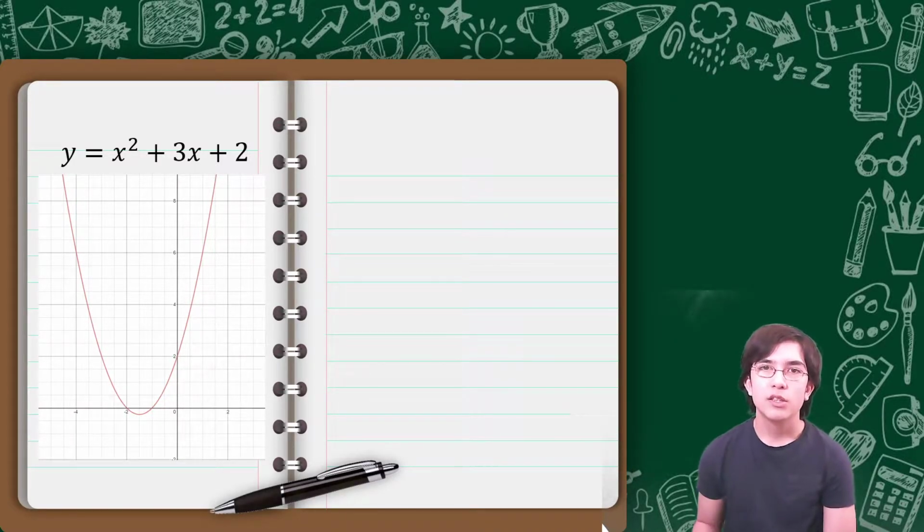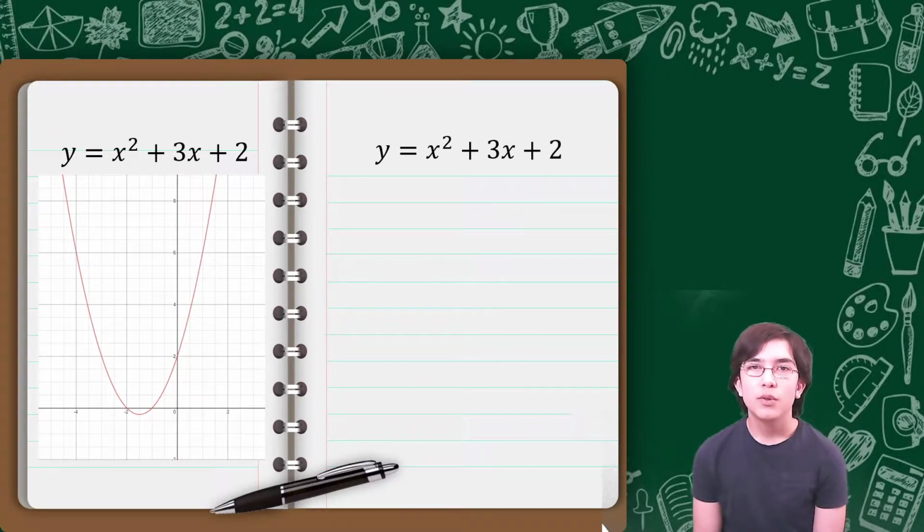And you can find out the solutions to an equation by drawing a graph. When the graph hits the x-axis, those will be the solutions. So for example, here the graph hits the x-axis at -2 and -1.